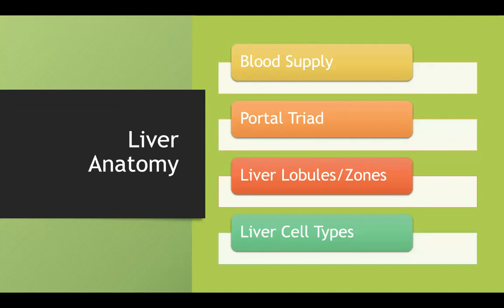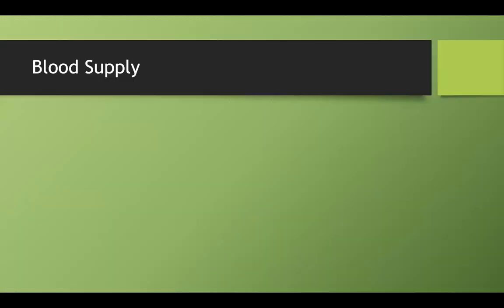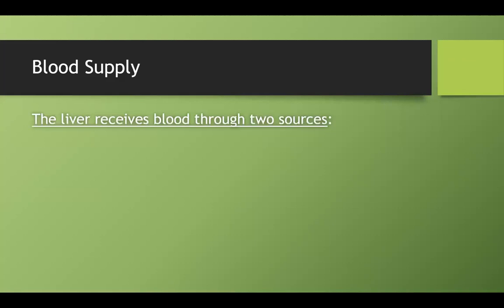And for anatomy, there's a few different things we need to discuss for the liver. So we'll start with blood supply and some of the associated conditions that you have to recognize. The first thing you have to remember is that the liver receives blood through two different sources, and these are both part of our portal triad.